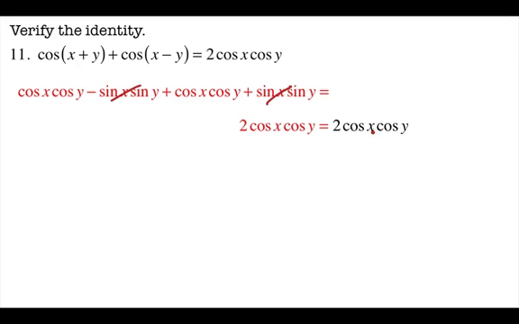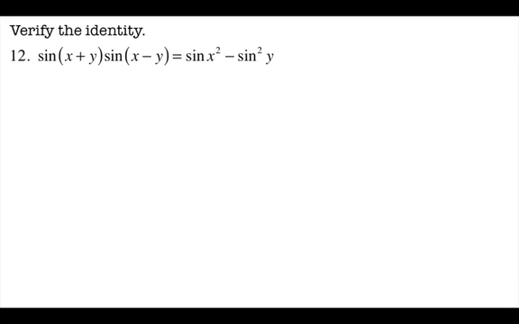Number 12. This one's a little more tricky, but you should be able to follow along. Again, I'm trying to make one side equal to the other side. I'm going to work on the left side. This is more complicated than the previous one. I'm going to expand sine of x plus y, sine of x minus y, and this is what I get.